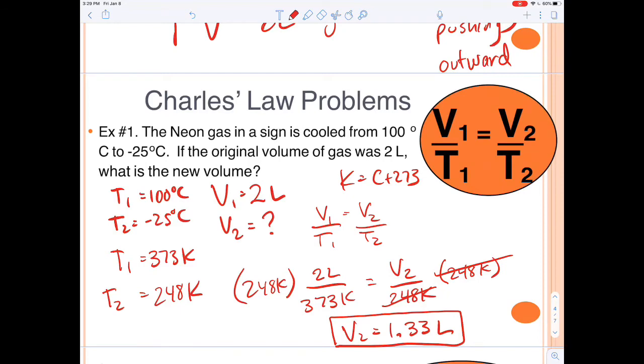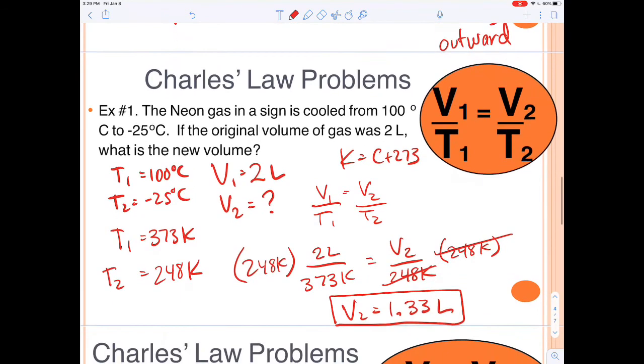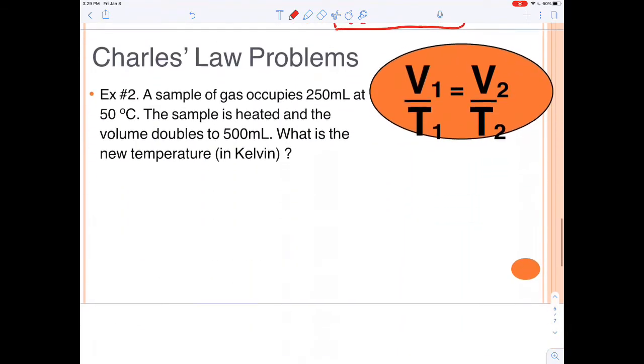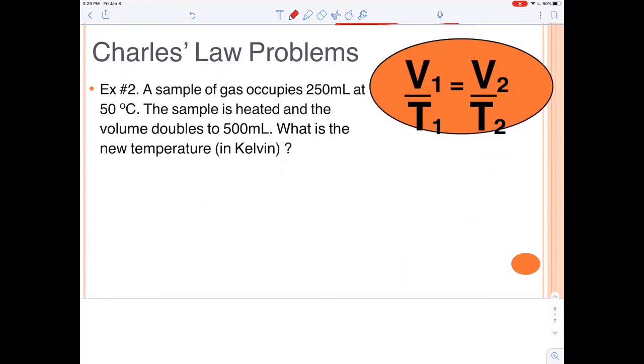Okay, so again, hopefully you're just going to review a little bit of algebra here and review this problem to help you with the practice problems. Let's do one more. This time, let's solve for temperature.